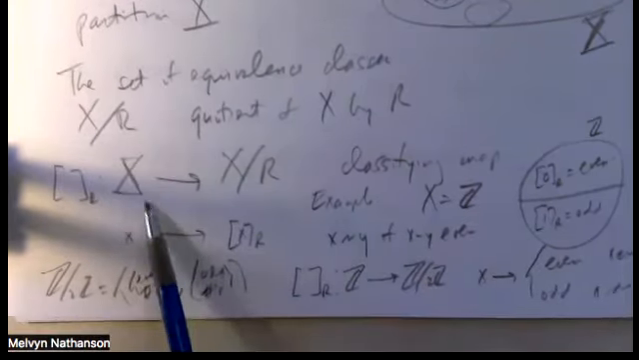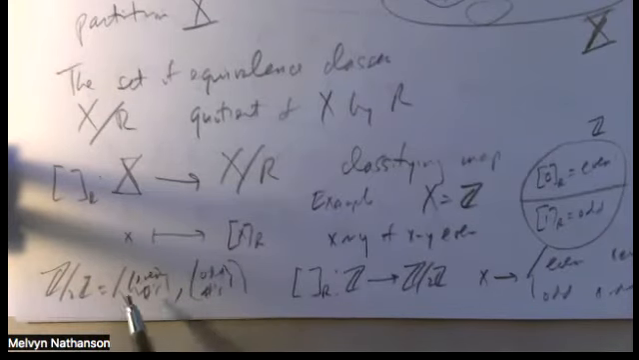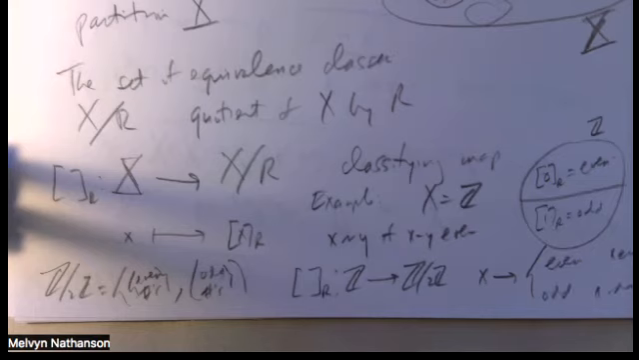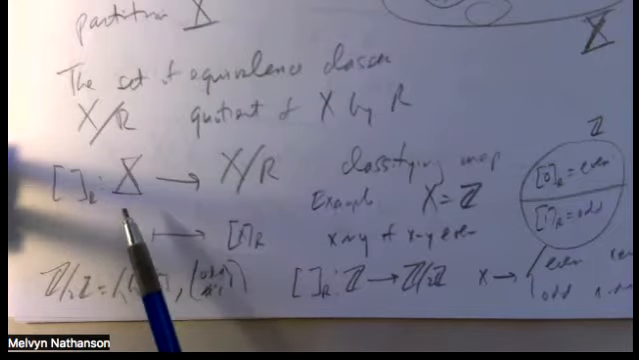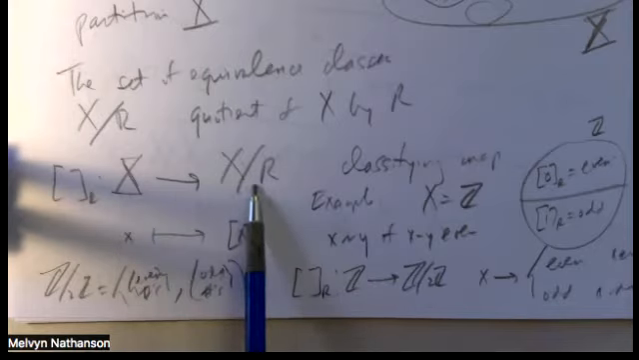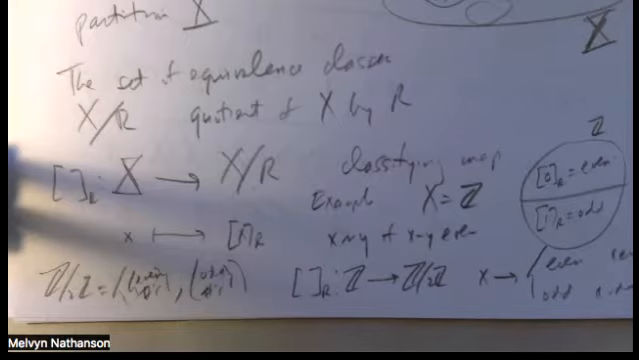So, this map sends an integer to either the set of even numbers or the set of odd numbers, depending on whether the number you're mapping is even or odd. So that's what they mean by the classifying map. It's just this map that sends an element of the set X to its equivalence class in the quotient of X by R.